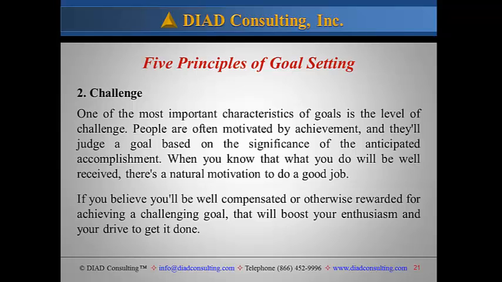One of the most important characteristics of goals is the level of challenge. People are often motivated by achievement, and they'll judge a goal based on the significance of the anticipated accomplishment. When you know what you will do will be well received, there's a natural motivation to do a good job. If you believe you'll be well compensated or otherwise rewarded for achieving a challenging goal, that will boost your enthusiasm and your drive to get it done.